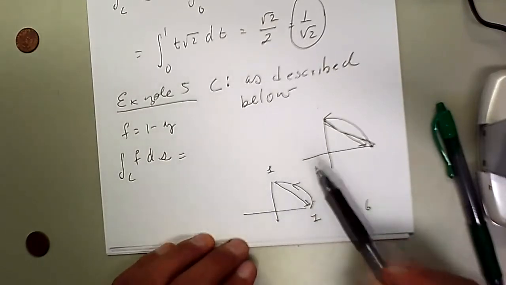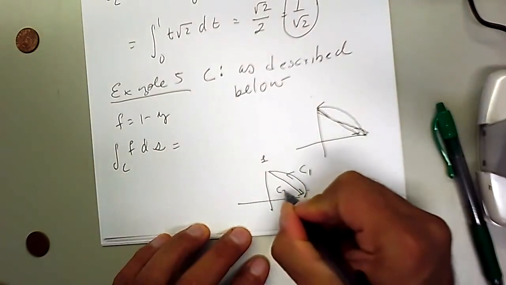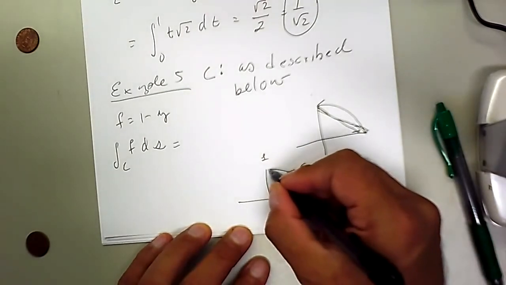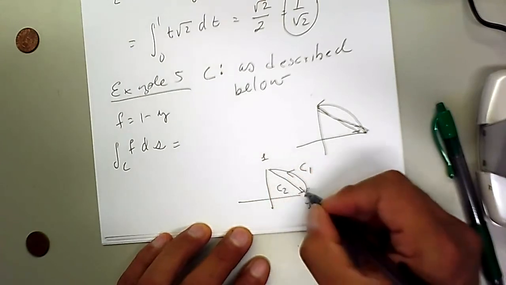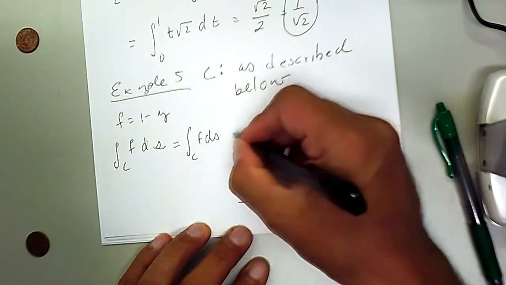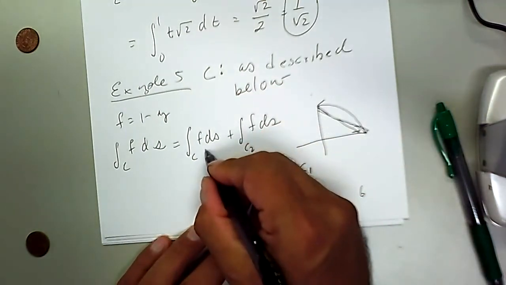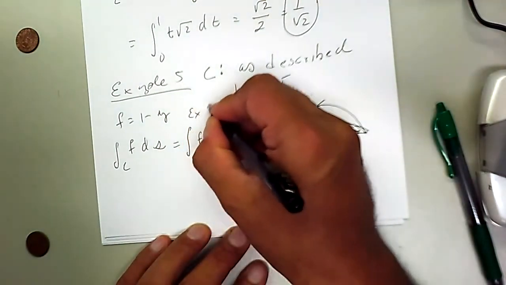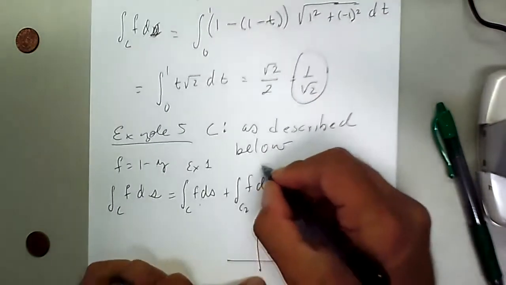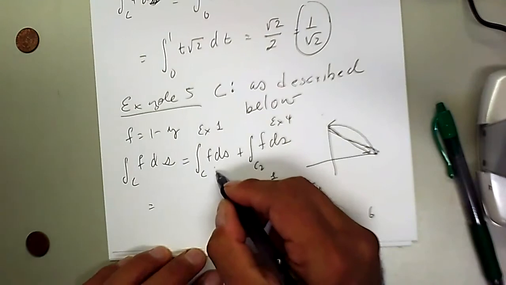We can split this up into two paths. The paths, oftentimes we label them as C1 and then C2, in the order in which they are being drawn. Starting here, we go up and then come back. So C1 and C2. This is the same thing as the integral over C1 of f ds plus the integral over C2, same thing. But this is example 1. And this guy is example 4, the one we just finished. So there's no need to redo that. Example 1.